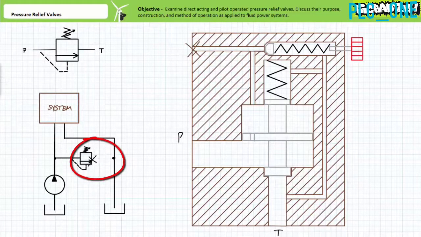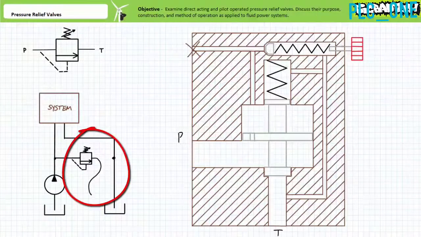Consider an improperly installed pressure relief valve with a blocked tank port. Can this pressure relief valve perform its required task? No. This is a bad situation. With a blocked tank port, the pressure relief valve cannot provide an alternate flow path, and pressure in the system will continue to rise until something bursts.